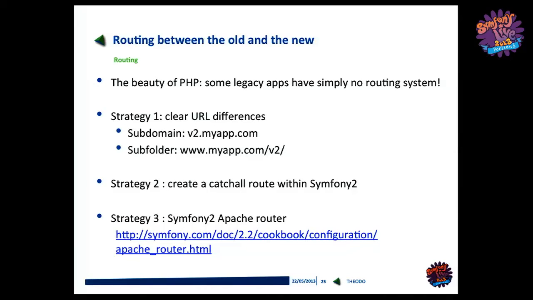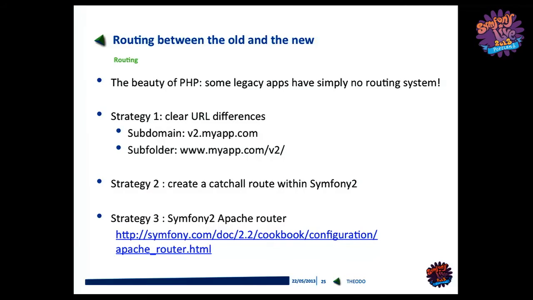So basically, what you do is you redirect every request to Symfony 2. If Symfony 2 identifies it as a Symfony 2 route, then it handles it. And if it doesn't, like if it's not found, then you just redirect it to the old app. And the third strategy I've seen, quite interesting, works with Apache, is to use the Symfony 2 Apache router.